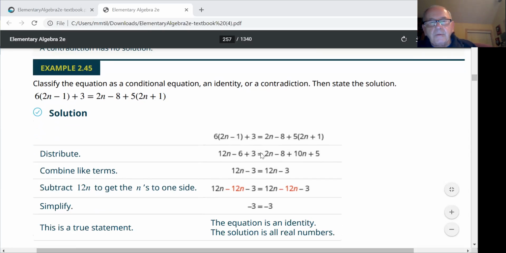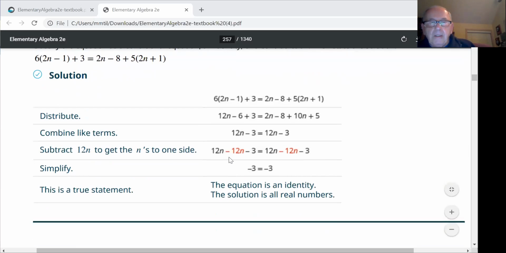Now collect like terms. Left side, you've got 12n, and you've got a minus 6 and a plus 3, so that's a minus 3. So now you've got 12n minus 3. On the right side, you've got 12n also, and you've got minus 8 and plus 5 is minus 3. So this one, if you subtract 12n from both sides, the n's disappear, and you've got negative 3 is equal to negative 3. So this is called an identity because that n value could be anything. Whatever it is, that equation will still be balanced, right? It'll still be a real equation. So that's an identity type equation.